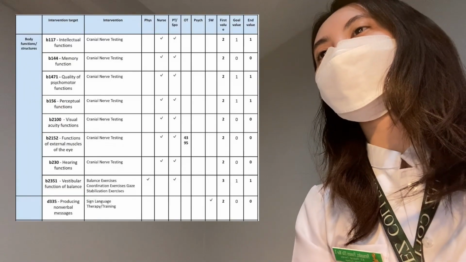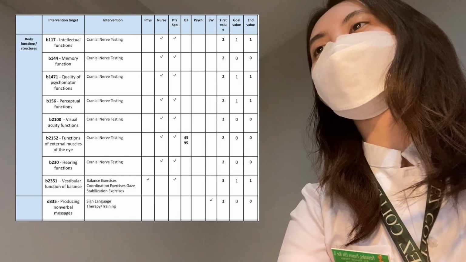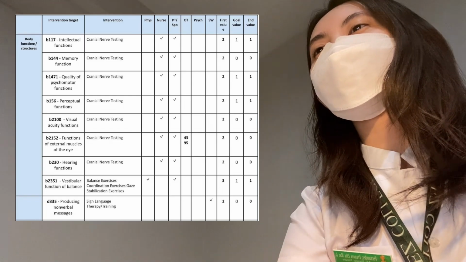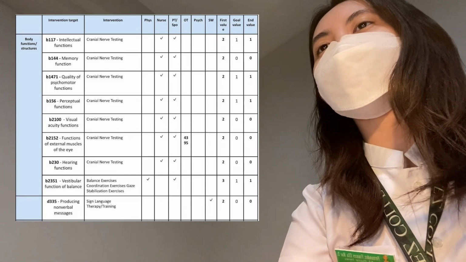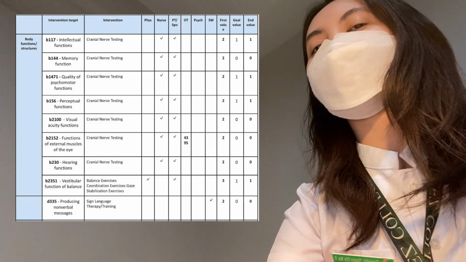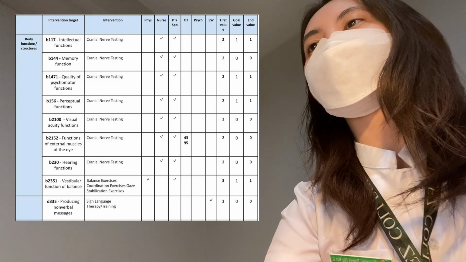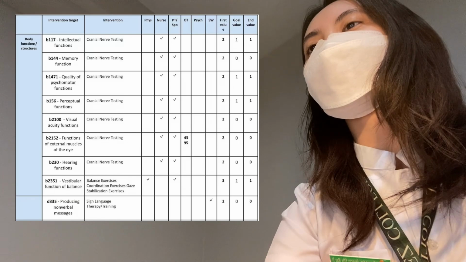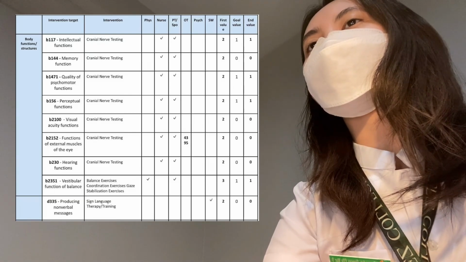For the ICF intervention table, we have body functions and structures, and the first intervention target, we have B117, which is intellectual functions. For cranial nerve testing intervention, the first value is 2, goal is 1, end value is 1. For B144, we have memory function for cranial nerve testing. We have first value of 2, goal of 0, end of 0. Then we also have B1471, quality of psychomotor functions for cranial nerve testing as well. We also have first value of 2, goal of 1, and end of 1.